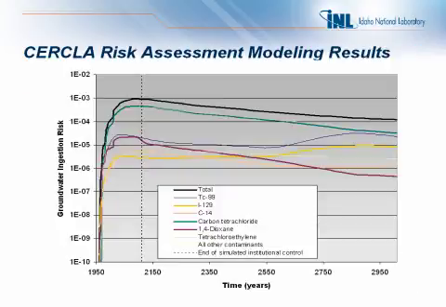Here's the CERCLA risk assessment modeling results. Here the key thing is carbon tetrachloride is driving the risk in terms of a risk contributor. The next is Tc-99, and Tc-99 is the key radionuclide in the CERCLA risk assessment. Keep in mind, for the PA we have essentially the same source term, essentially the same modeling, and we get slightly different results because of a different assessment question. And there's the rest of them.